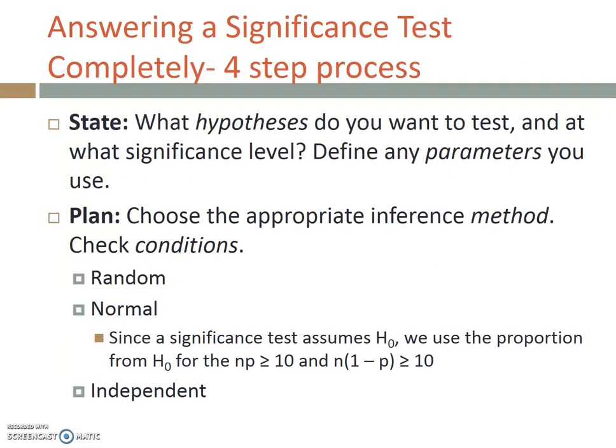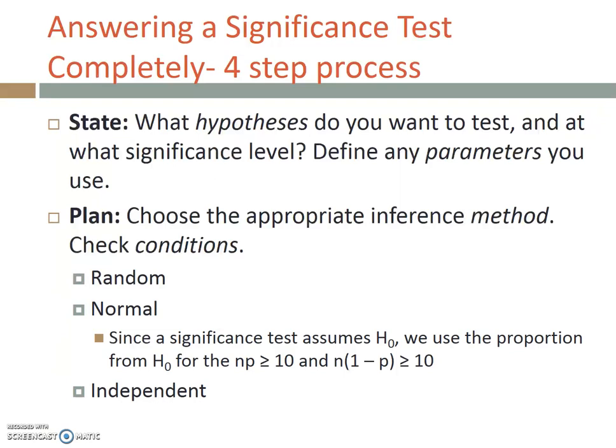So, to do a significance test, you need to go through the four-step process: state, plan, do, and conclude. In the state step, we need to say what hypotheses we want to test. We need to say what significance level we want to test it at, and then also define any parameters that you're going to use. So this is where you say what your H sub 0 and your H sub a are. You give your significance level. Remember, if it's not specified in the problem what significance level to use, we use 0.05. And then define the parameters. What does mu stand for here? What does, in this example, the proportion stand for?